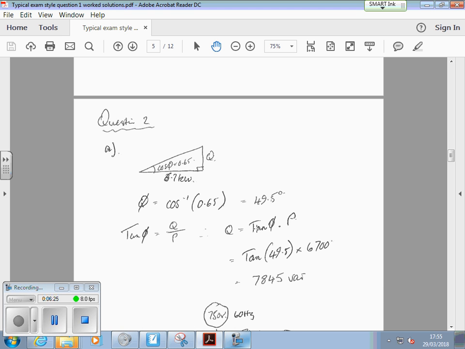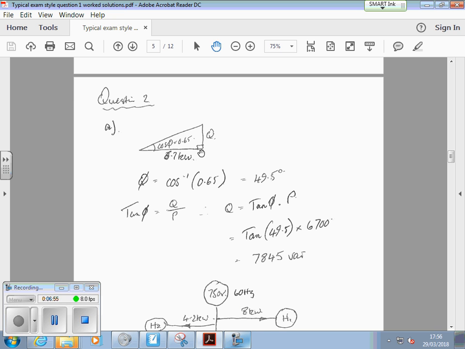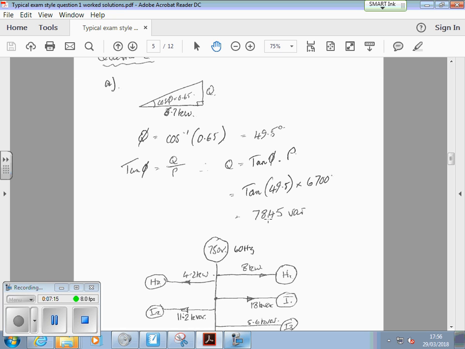Question 2 is about one of these multiple loads diagrams. The first thing is you've been given one of the motors in terms of a power rating and a power factor. For your diagram, you need to know what the VAR is. So again, using the triangle, we've got 6.7 kilowatts and a power factor of 0.65, so the cosine of the angle is 0.65. We find the angle, do some more trigonometry, and end up with 7845 VAR, which proves what it says there. 6 marks for being able to do that.